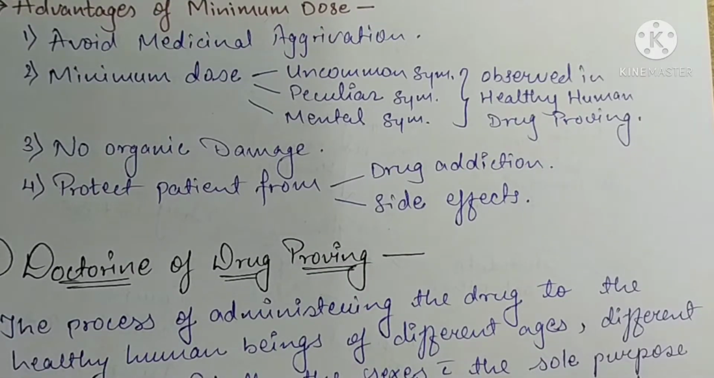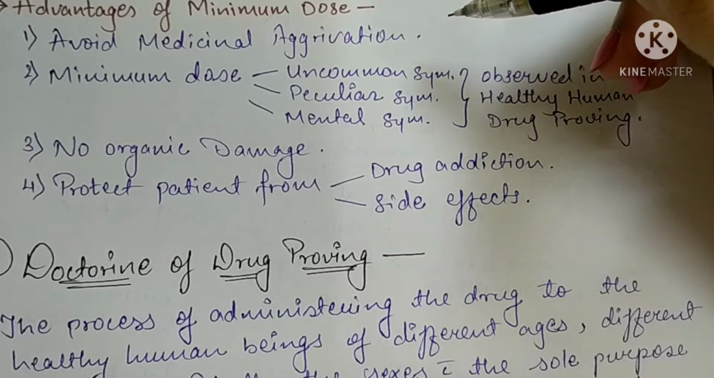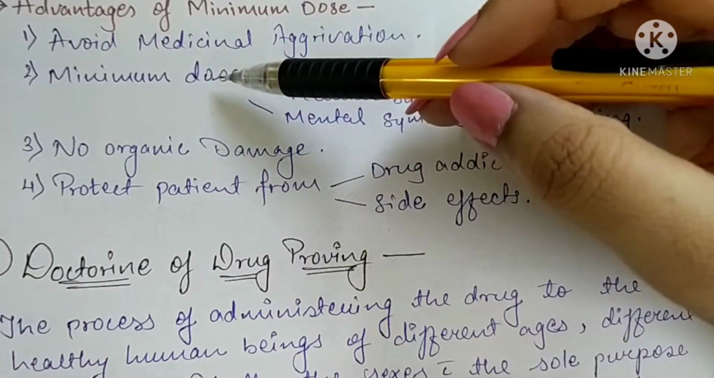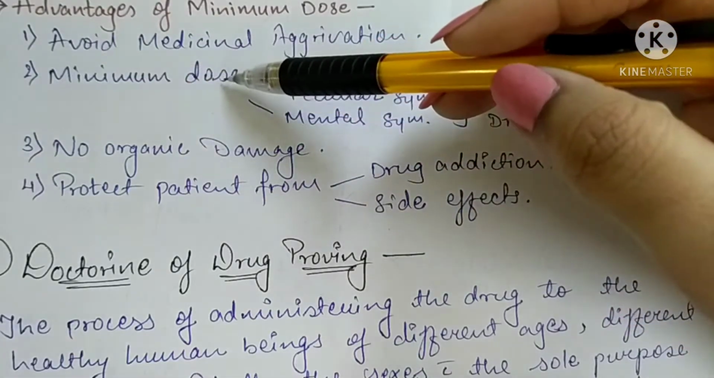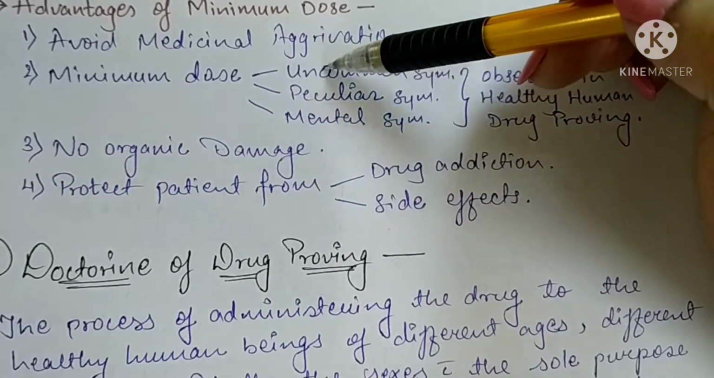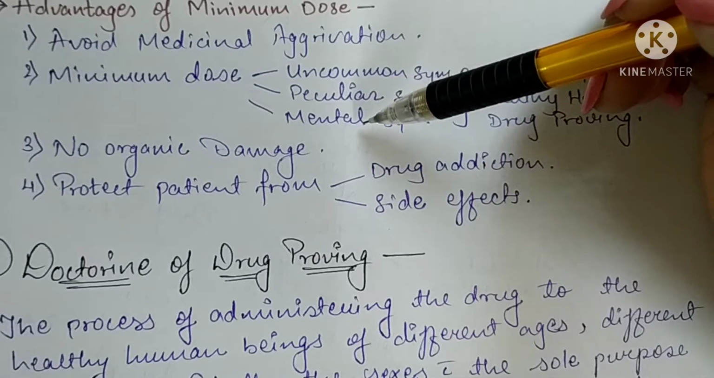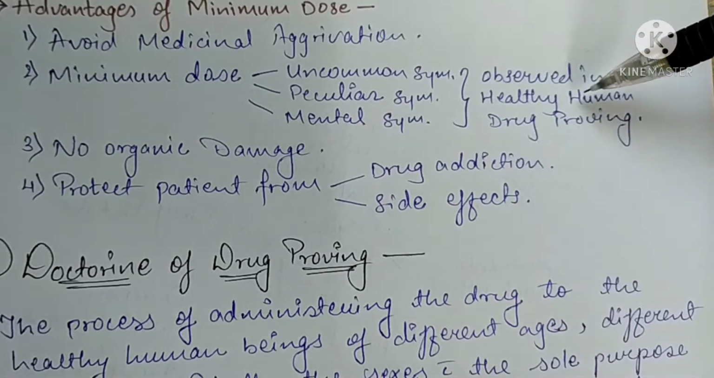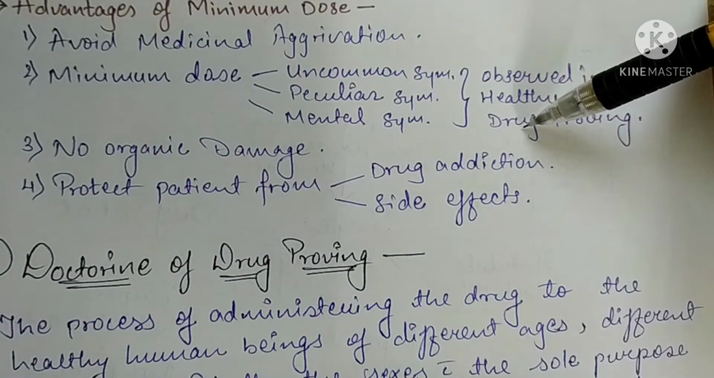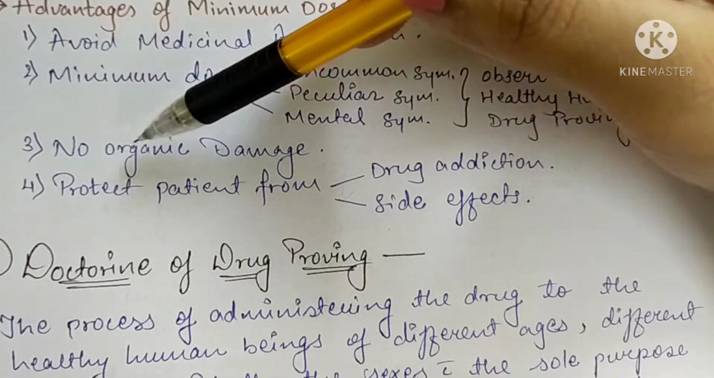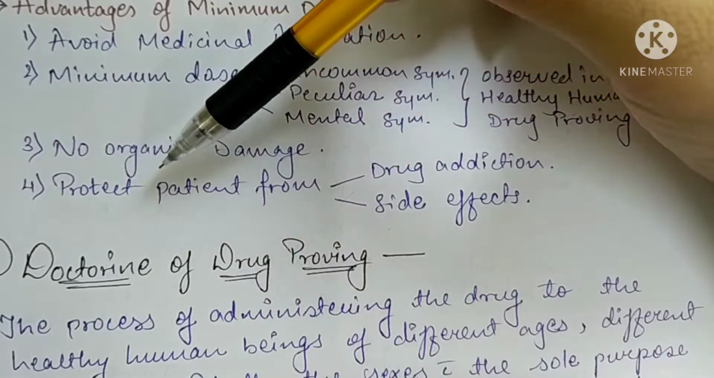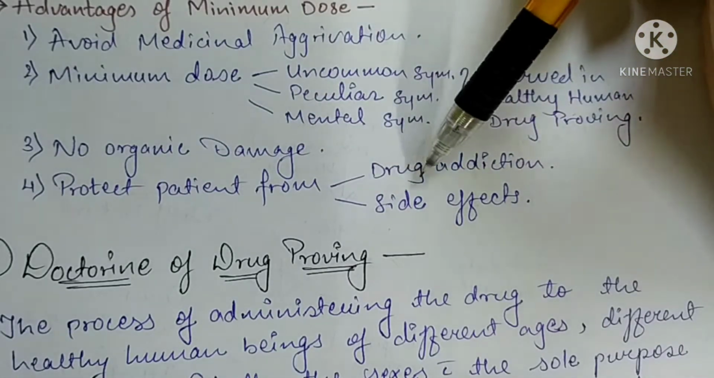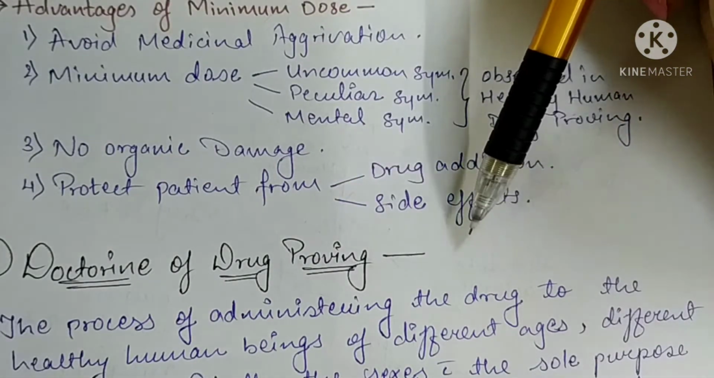Let's see the advantages of minimum dose. By giving the minimum dose, we can avoid the medicinal aggravation. By giving this minutest quantity of a dose, it can produce the uncommon, peculiar and mental symptoms in the patient which were observed in healthy human beings during drug proving. Also it will avoid organ damage in the patient, and it will protect the patient from any kind of drug addiction or side effects.